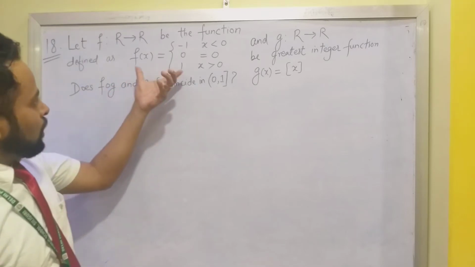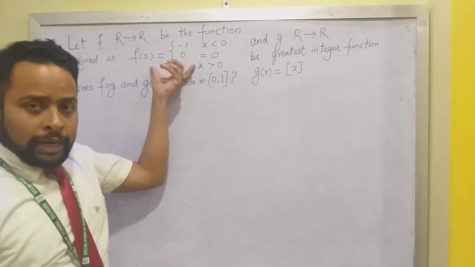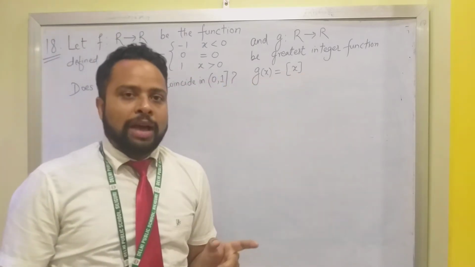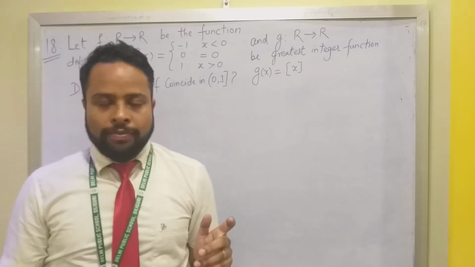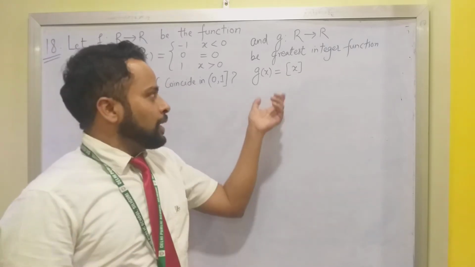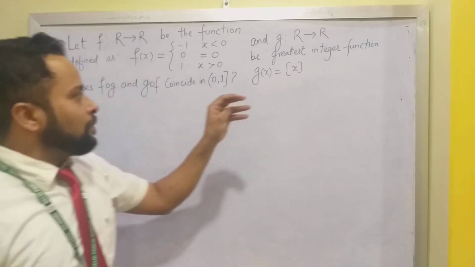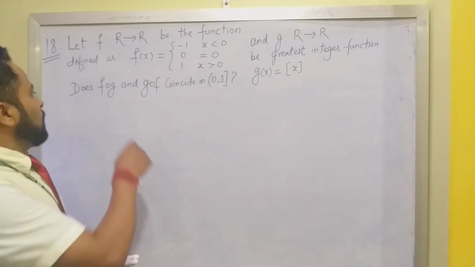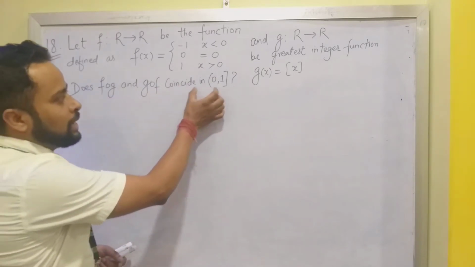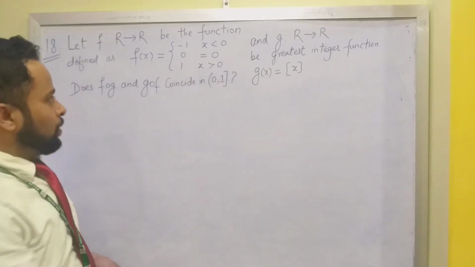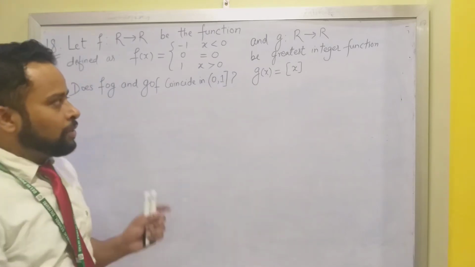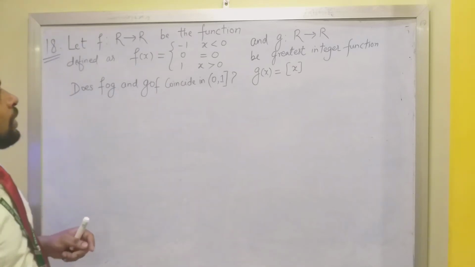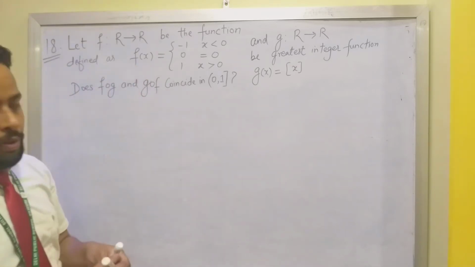Number one is a signum function, which we have learned in class 11, and the other one is the greatest integer function. I'm going to teach you first the behavior of the signum function and the greatest integer function, and afterwards I'm going to make you understand whether FOG and GOF coincide in 0 to 1. We will find FOG, we will find GOF, and we will check whether they coincide in 0 to 1 or not. First of all, let us talk about the signum function.